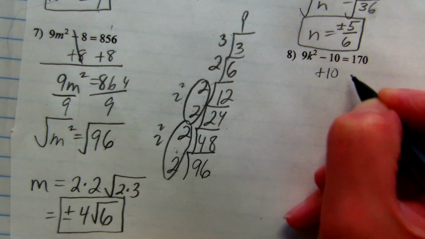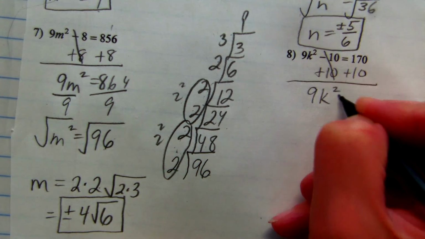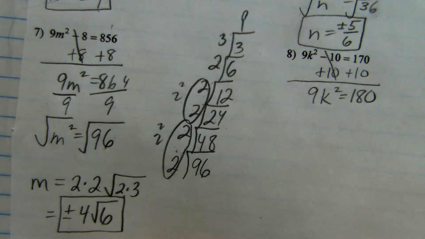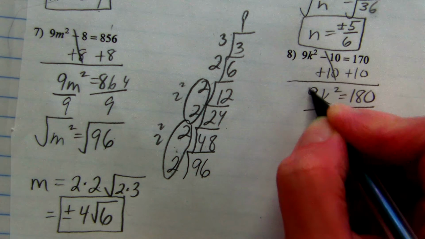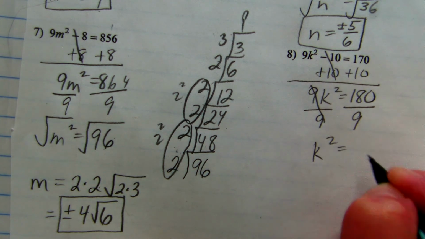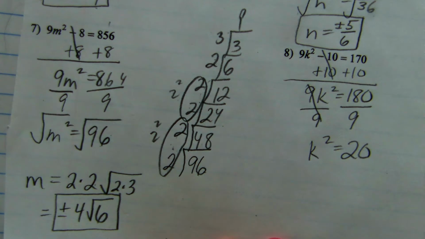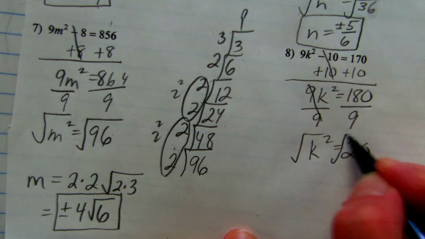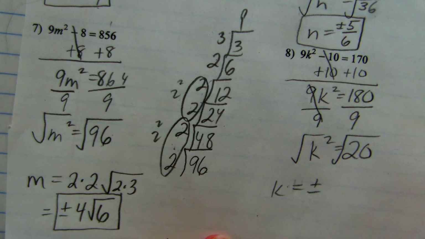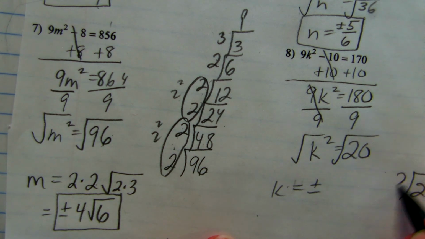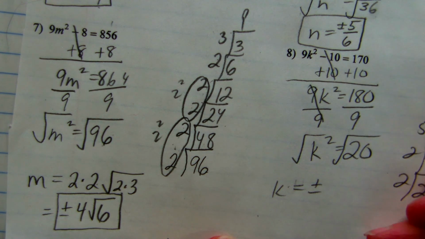So if we add 10 to both sides, we get 9k squared equals 180. So divide by 9, divide by 9, I get k squared equals 20. Now the good news is 20 is not as big a number. So when I square root it, I'm going to have plus or minus, and then I'll birthday cake 20. So divide by 2, I get 10. Divide by 2, I get 5. Divide by 5, I get 1.